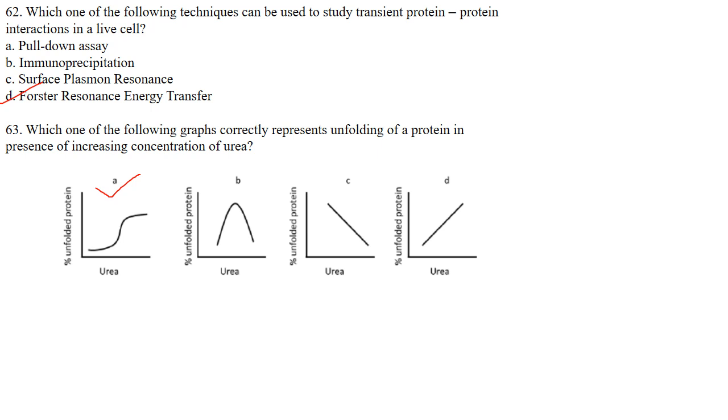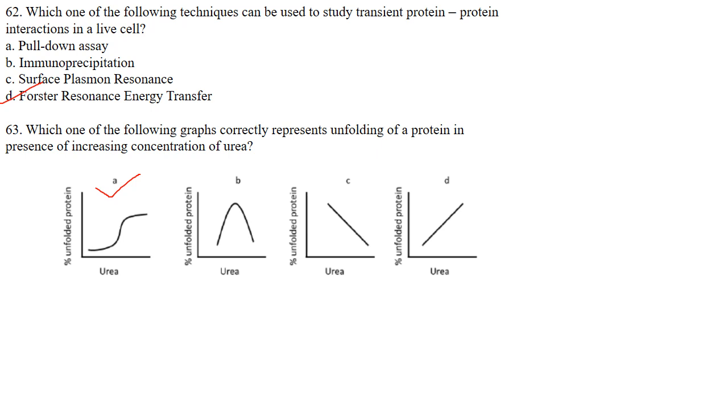Which one of the following graphs correctly represents unfolding of a protein in the presence of increasing concentration of urea? So urea is a very small molecule that functions both as an efficient hydrogen bond donor and an efficient hydrogen bond acceptor. As such, it can squeeze between hydrogen bonds that stabilize protein molecules and thus destabilize protein structure. So that is how urea causes unfolding of the protein chain.